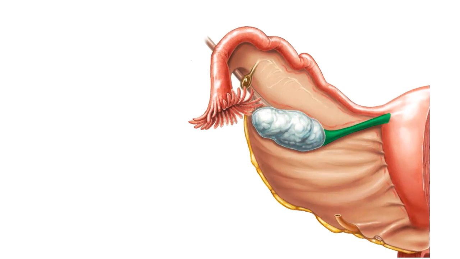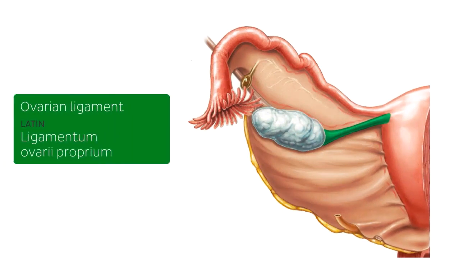The next structure we will look at is the ovarian ligament. And the ovarian ligament is a fibrous ligament that connects the ovary to the lateral surface of the uterus. And we can see in this image how the medial aspect of the ovary is connecting to the uterine horn.